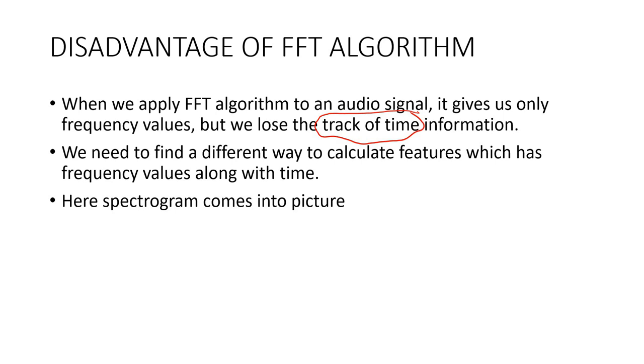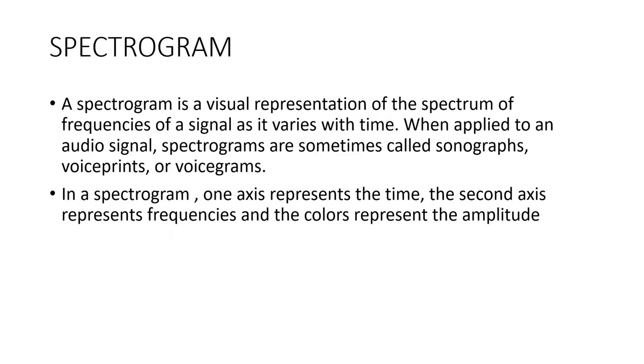Here, the importance of the spectrogram comes into the picture. What is a spectrogram? A spectrogram is a visual representation of the spectrum of frequencies of a signal as it varies with time. When applied to an audio signal, spectrograms are sometimes called sonograms, voice prints, or voice grams. When it comes to audio signals, we call them by these terms as well. In a spectrogram, one axis represents time, the second axis represents frequencies, and the colors represent the amplitude.